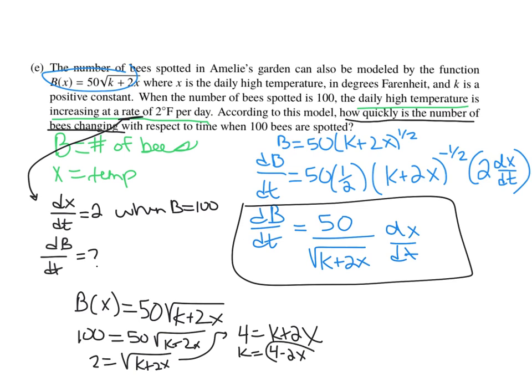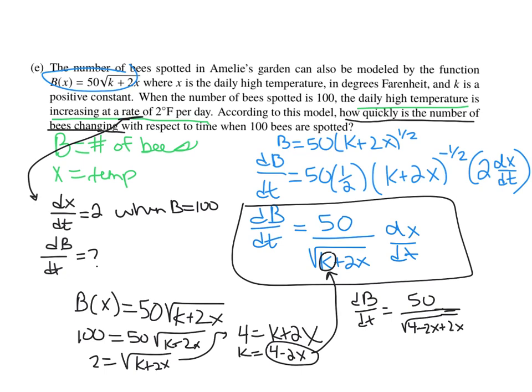The good thing is I can plug that expression into the k up here. When I do that, I get dB/dt is equal to 50 over the square root of 4 minus 2x plus 2x. This is really nice because the x's cancel out. That isn't always going to happen with this type of problem, but most likely you're not going to be assigned a problem where you don't have some little trick like that.